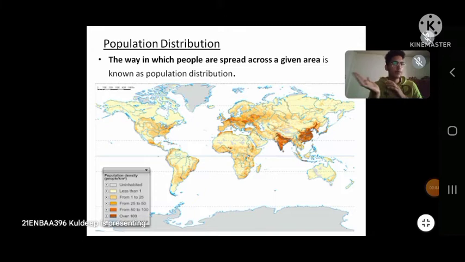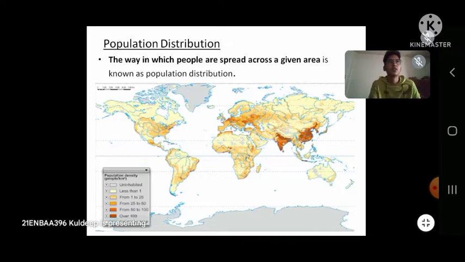In the last video, we talked about population growth, and now we will talk about population distribution. Now, what is population distribution? Population distribution is how the population is spread all over the world. I mean, where it is more concentrated and where it is less concentrated.